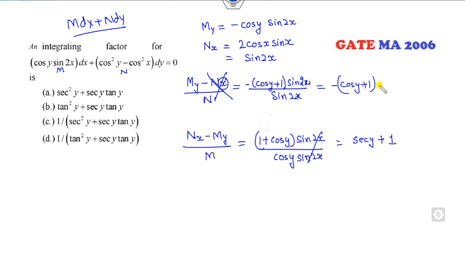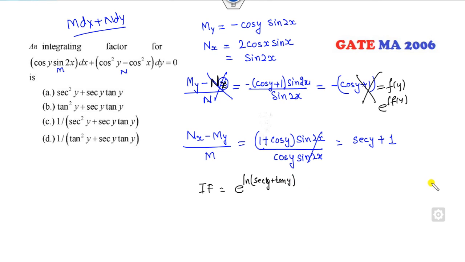90% of students will think about that. Now this is a function of y only. So the integrating factor is here. But remember that we have divided by N, so it must be in the form of x. So what is the integrating factor? e to the power of the integration of this part. It's 1 over cos. So what is the integration of secant? ln of secant x plus secant y plus tan y.